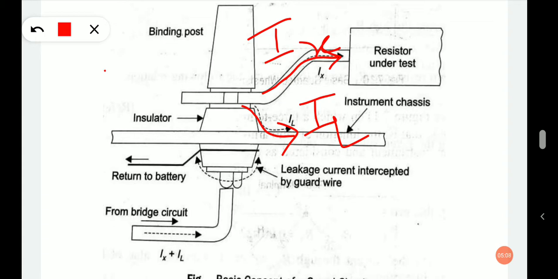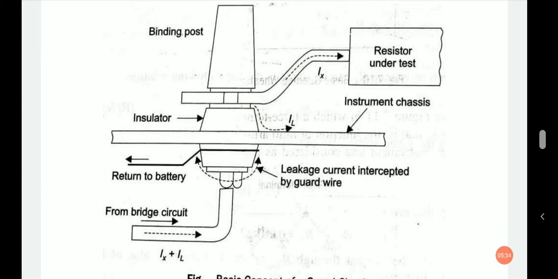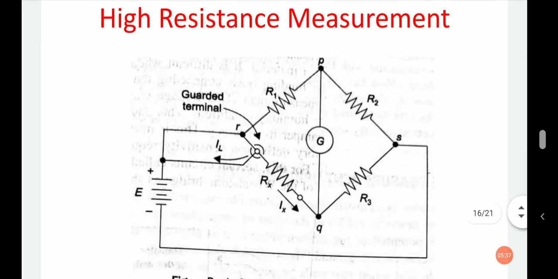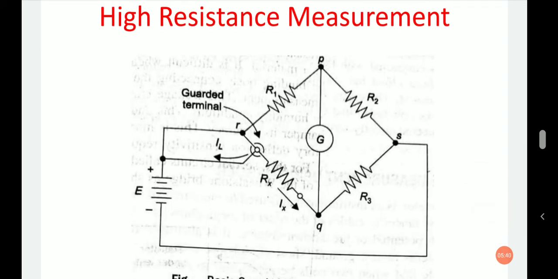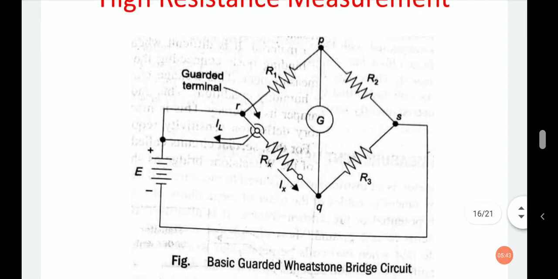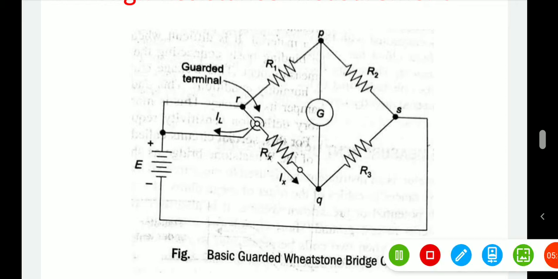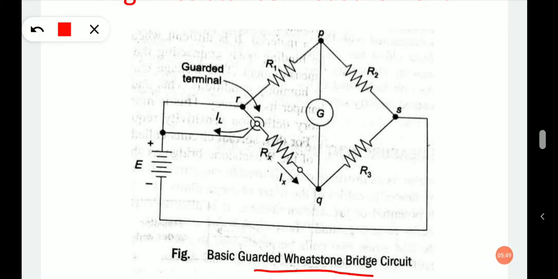In this way, the leakage current cannot enter the bridge circuit and affect its measurement. Note that the guard wire must be placed such that the leakage current always meets some portion of it. The next part is the guarded Wheatstone bridge circuit.